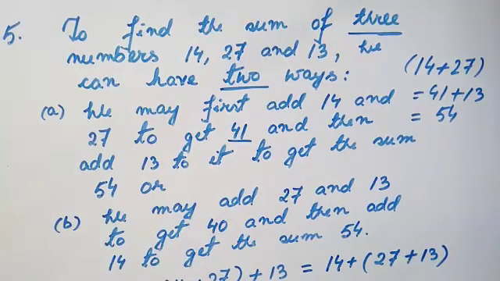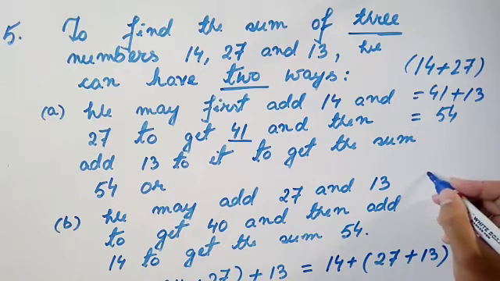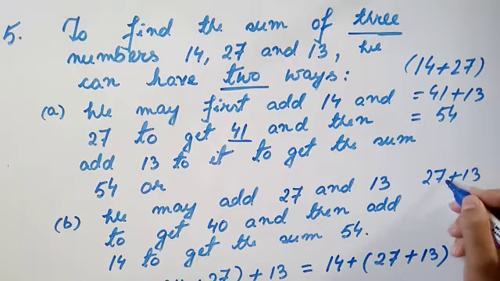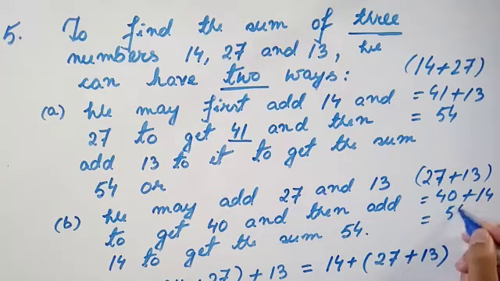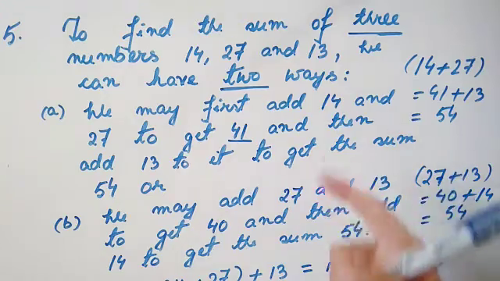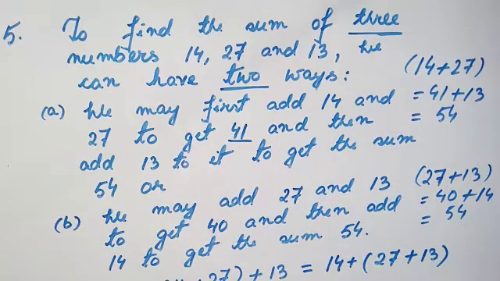And what does our second way say? It says we may add 27 and 13 to get 40. So our second way is by adding 27 and 13 first. What is the sum of 27 and 13? Yes, we will get 40. And after that, we will add the remaining number, and the remaining number is 14. And we will get the same answer, that is 54.